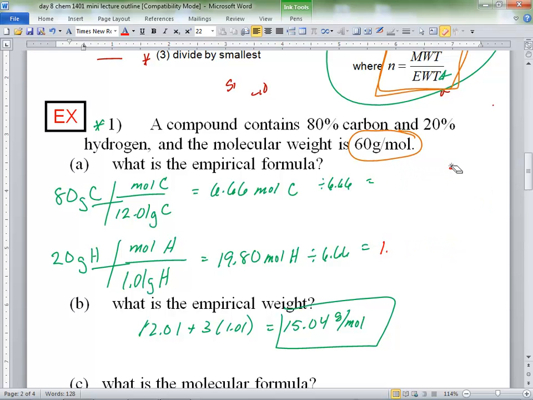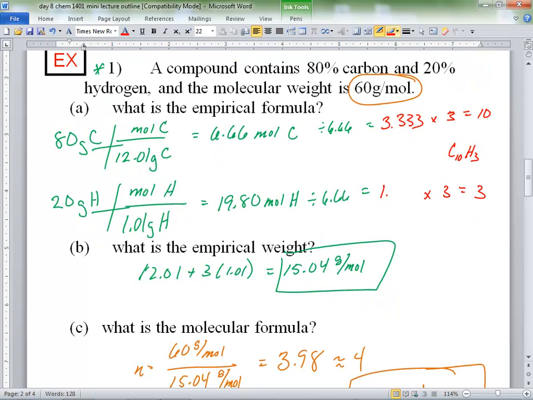There's one more. Let's say 3.333. Right? And 1. Now multiplying both by 3. So that's what, 9.999? So I'll have a 3 down there and a 10 up there, 9.999. So C10H3.